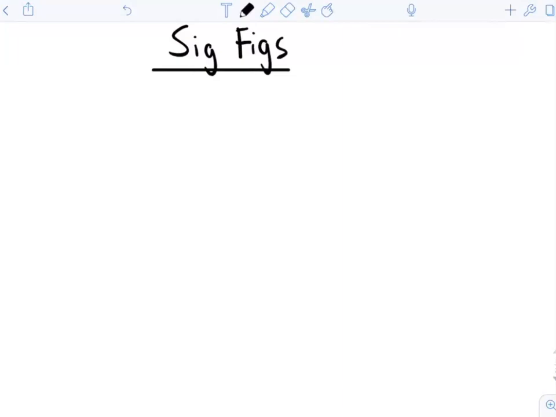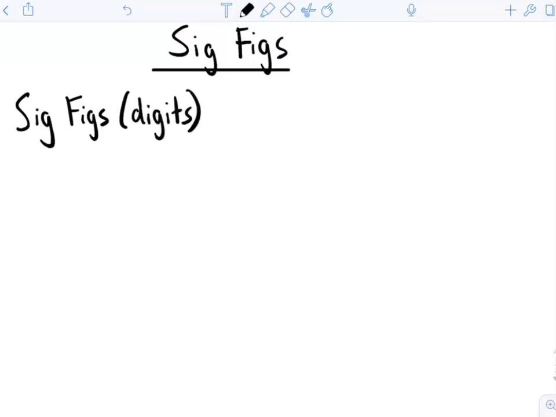Hey everyone, in this video we are going to be talking about sig figs. So sig figs can also be called significant digits as well. So if we're going to talk about sig figs, we first got to know what they are.